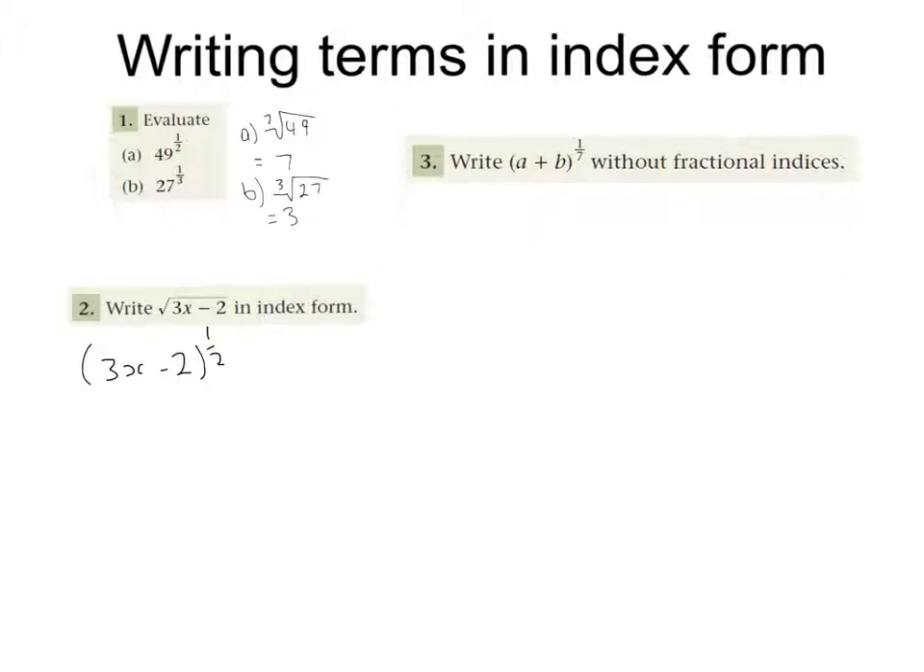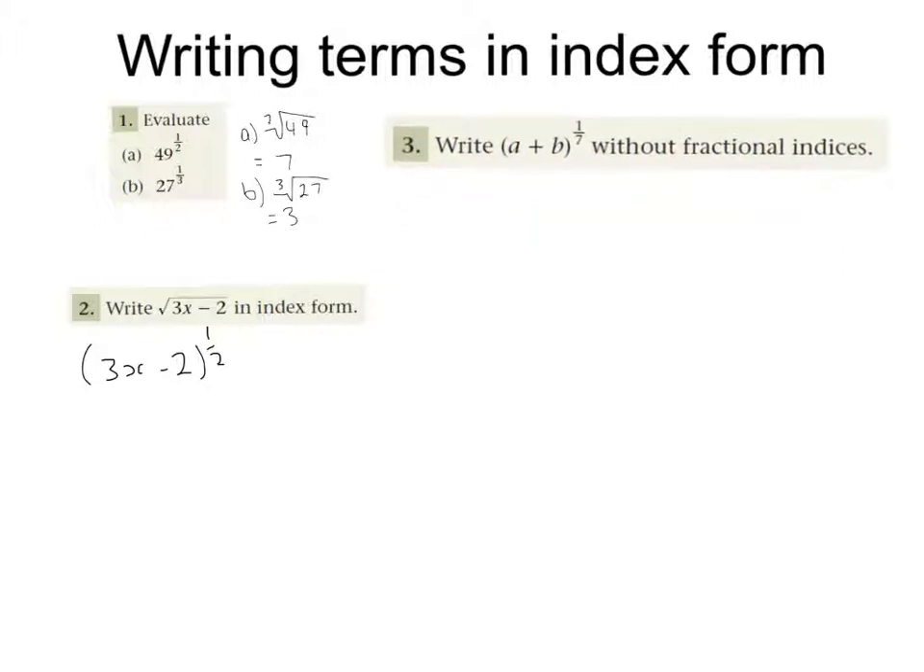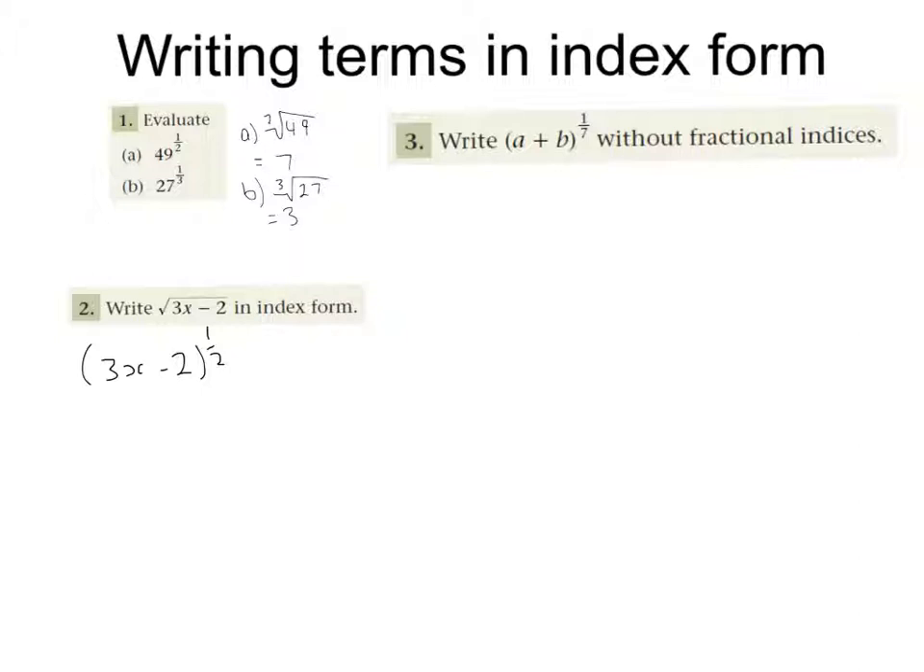Okay, our final question. Right, a to the power of 1/7 without fractional indices. So it is still in index form, however you don't want to have the fractional indice. And the way that we solve this problem is we go a plus b, and you can load the brackets in, and that's going to be under a root symbol. Now it's not the second root, it's not the square root, it's not a third root, it's not a cubed root, it's the 7th root. And that's it.